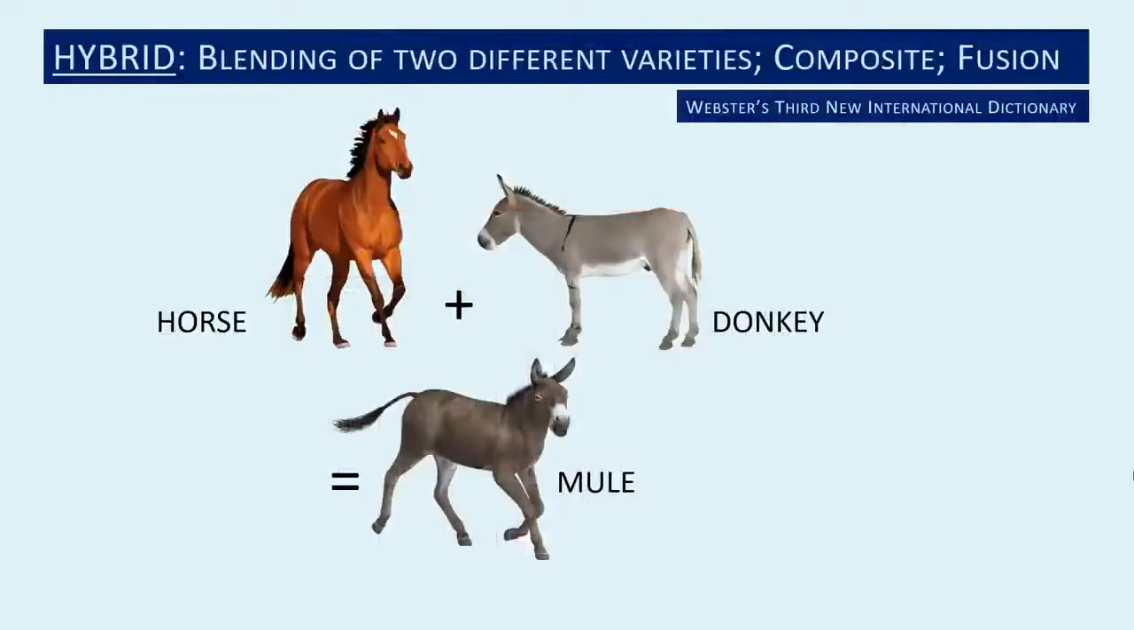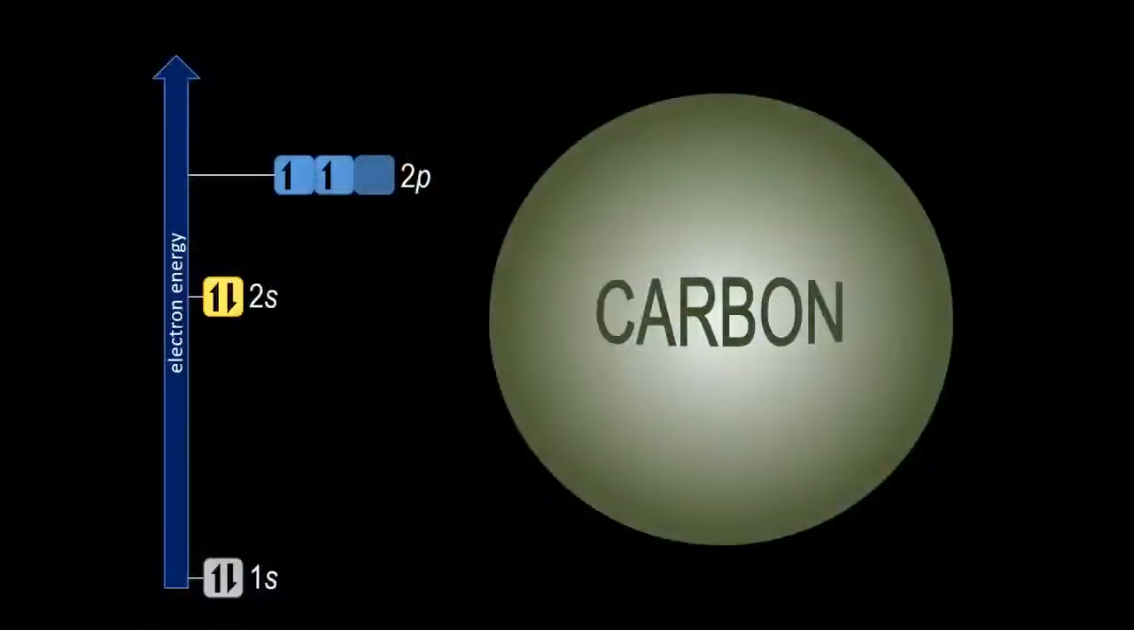Let's take a look at the word hybrid. It is a blending of two varieties. If you get a horse and donkey together, you get a mule, a blending or hybrid of a horse and a donkey. Let's get to hybrid orbitals, using carbon as our model.